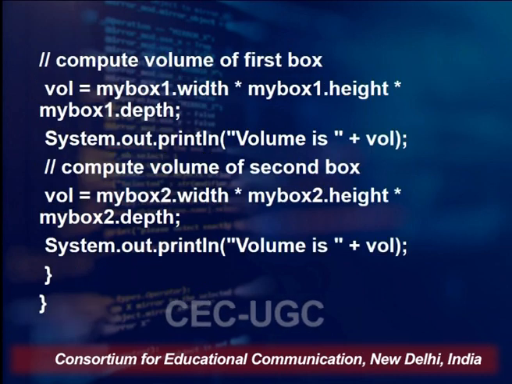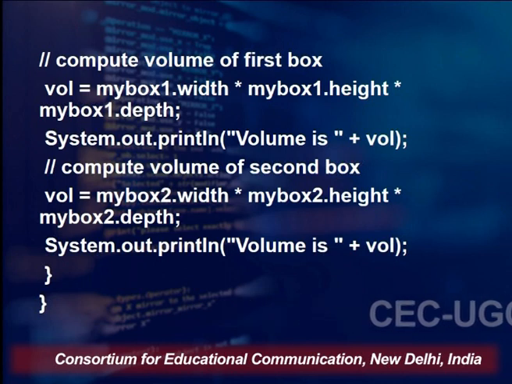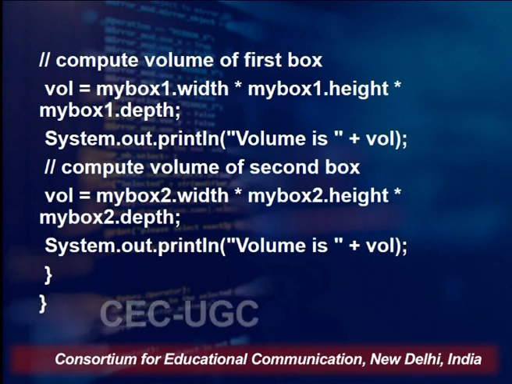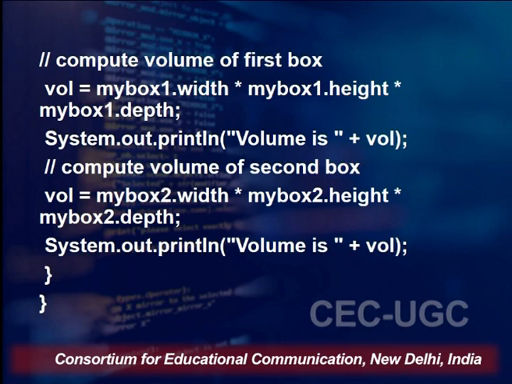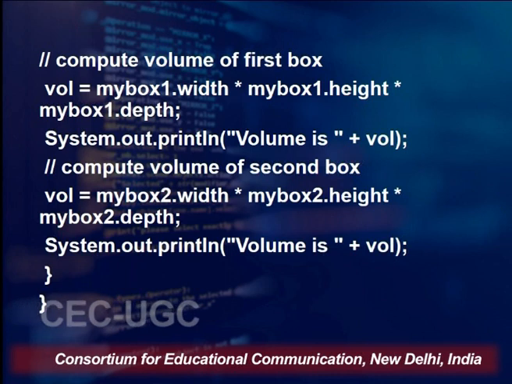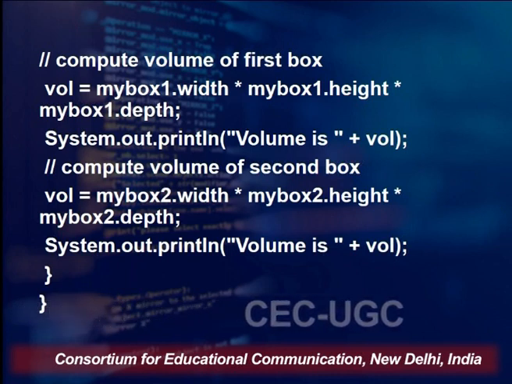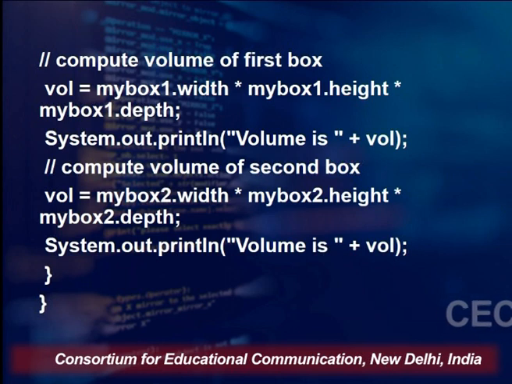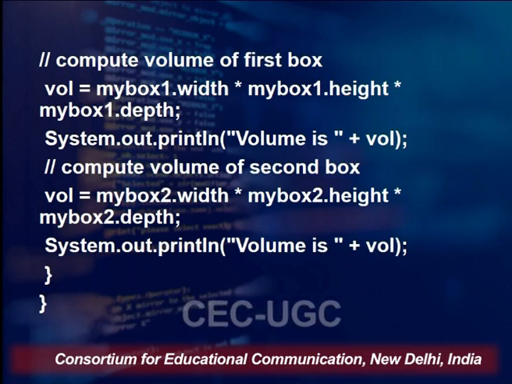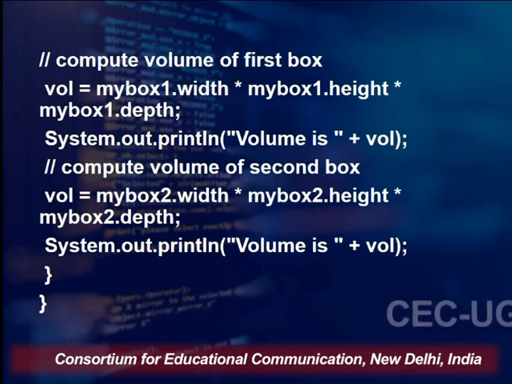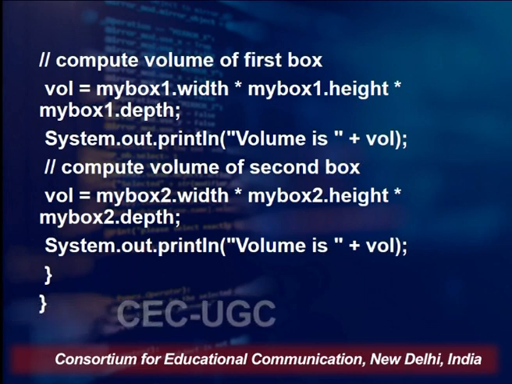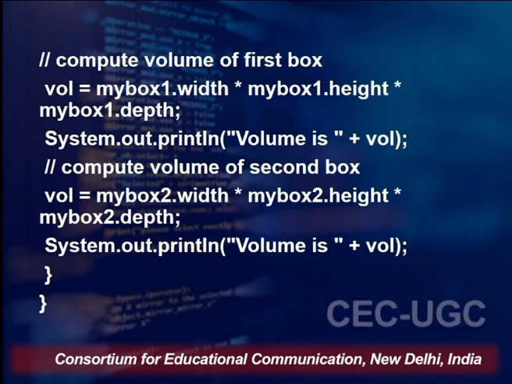And how are we going to use them? For example, vol equals myBox1.width multiplied by myBox1.height multiplied by myBox1.depth. So multiplication of three variables, and we are going to print that. Then we compute the volume of the second box and store that volume in the same variable vol, because for myBox1 we have already printed the volume. So now vol will contain myBox2.width multiplied by myBox2.height multiplied by myBox2.depth, and we are going to print it.